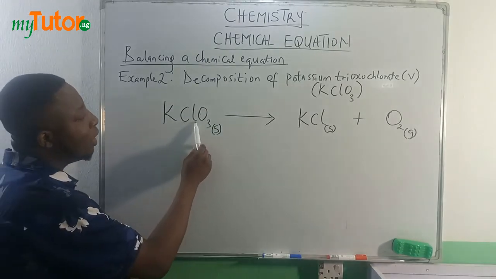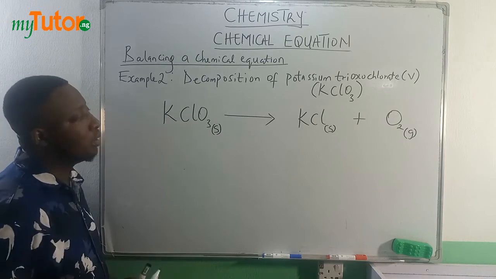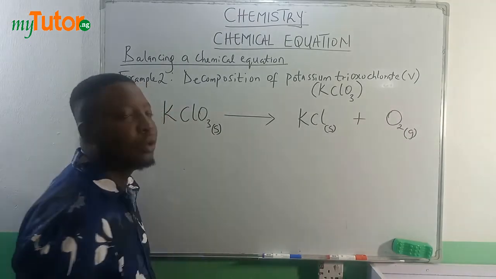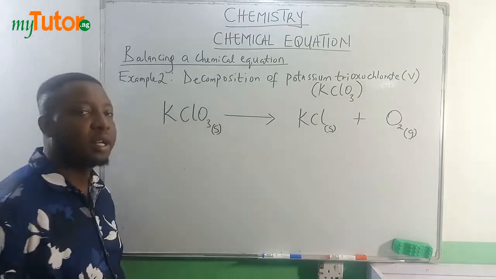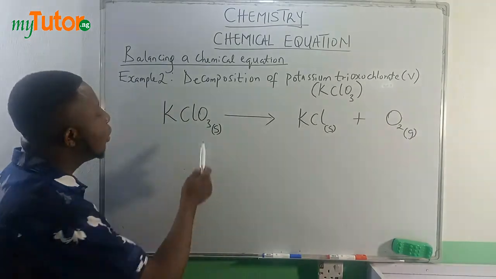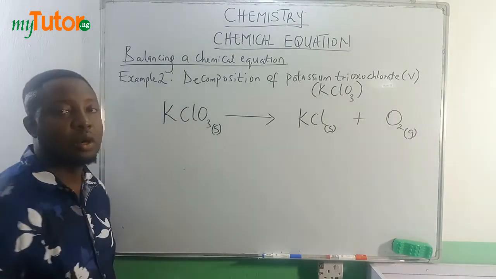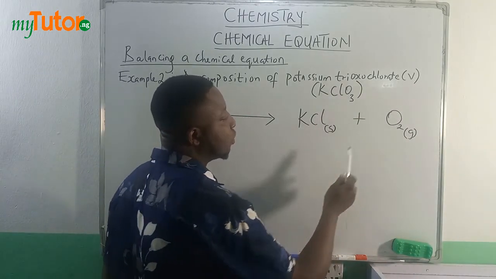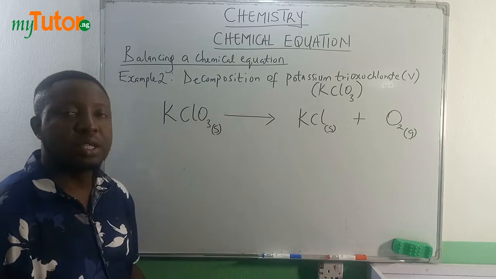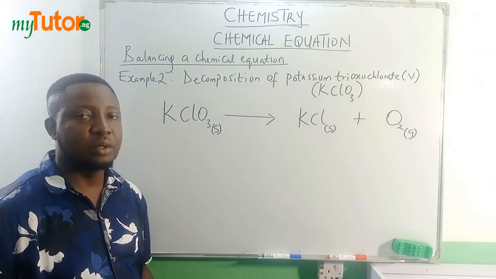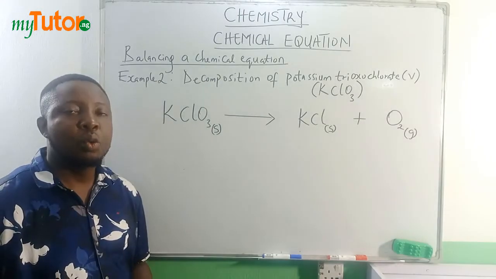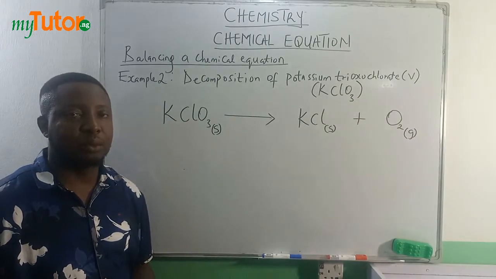We have one atom of chlorine on the left hand side. We also have one atom of chlorine on the right hand side. The chlorine atom is balanced. We have three atoms of oxygen on the left hand side, but on the right hand side, we have two atoms of oxygen. So the oxygen atom is not balanced. So therefore, this chemical equation is not balanced.